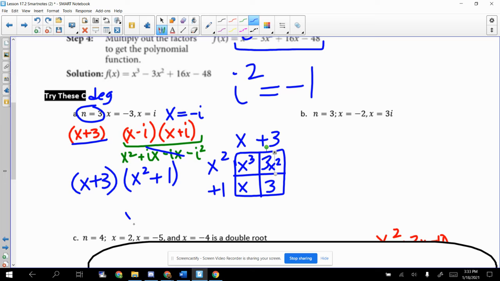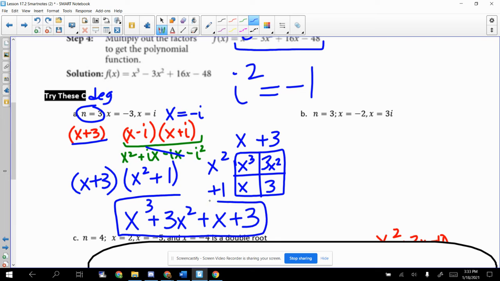So then we would write our final answer as x cubed plus 3x squared plus x plus 3. Okay. And notice nothing really combined there, but that would be your final answer. And we got a third degree polynomial, just like it said we should.